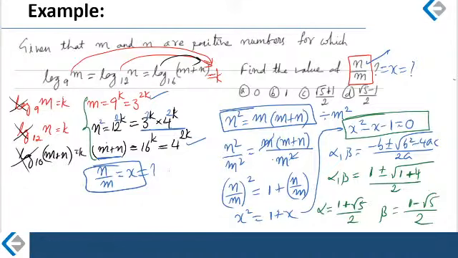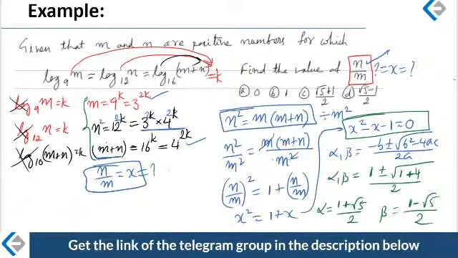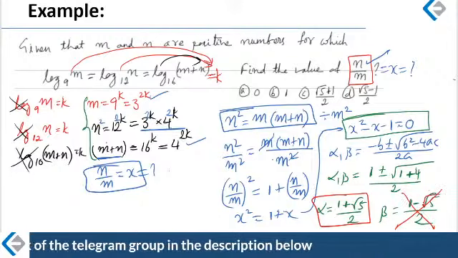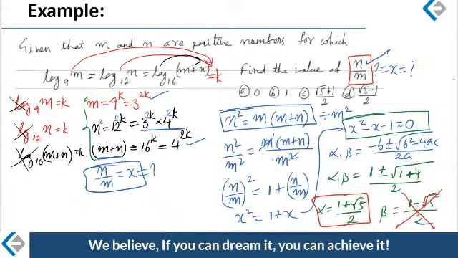Technically the x values are nothing but this. This is the value of x. Now which one should I take? I should take the positive one, not the negative one, because 1 minus root 5 is negative, since root 5 is greater than 1. Therefore beta is negative, and the value cannot be negative.